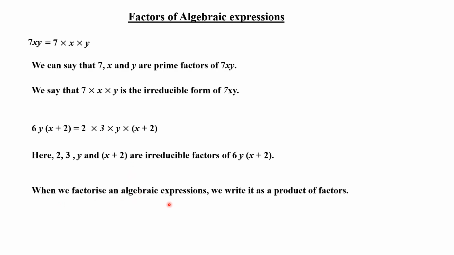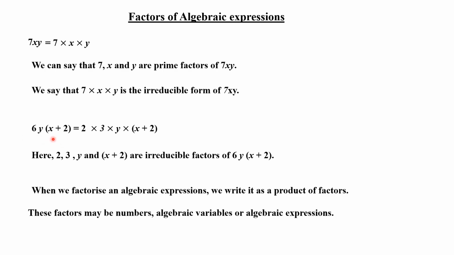So when we factorize an algebraic expression, we write it as a product of factors. Here 2, 3, y and x plus 2 are all the factors of the expression 6y into x plus 2. These factors may be numbers, algebraic variables or algebraic expressions. In this example, 2 and 3 are numbers, y is an algebraic variable and x plus 2 is an algebraic expression. So factors can be any one of these three.